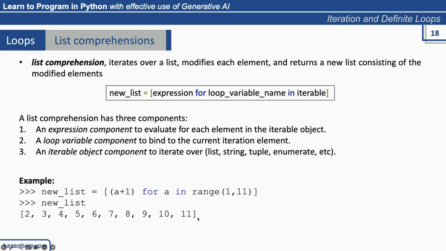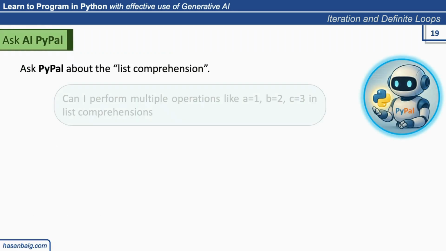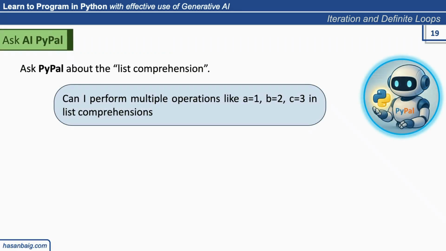You can actually ask PyPal about list comprehension. So I ask this question, can I perform multiple operations like a equals 1, b equals 2, c equals 3 in list comprehension? You can also ask how you can use it effectively. You can nest for loops. You can also have if-else instructions in the list comprehension.